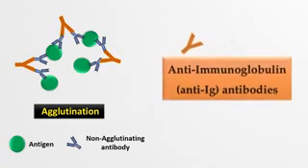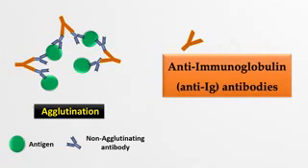So, the second antibody is targeted against the first one, that is, the non-agglutinating antibody. These antibodies are known as anti-immunoglobulin antibodies, abbreviated as anti-Ig antibodies. This is because these are antibodies against antibodies.